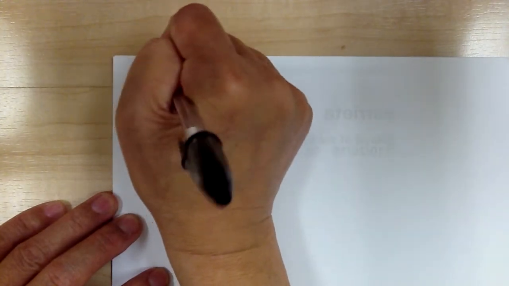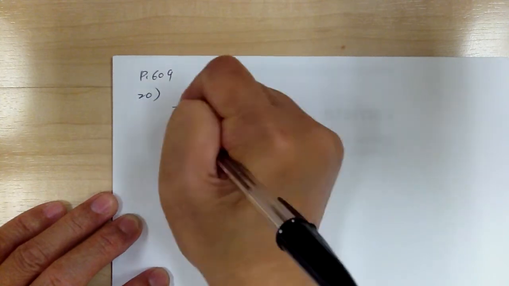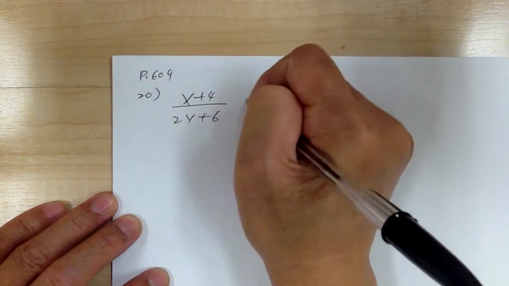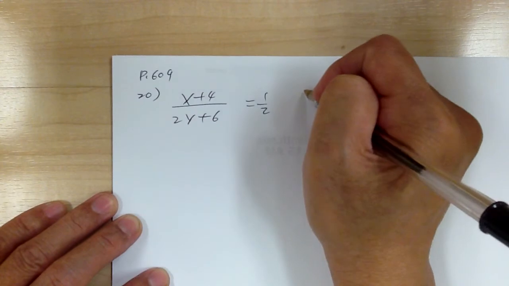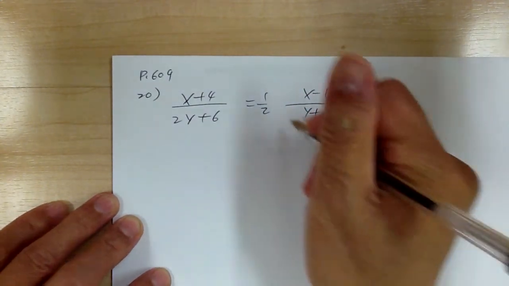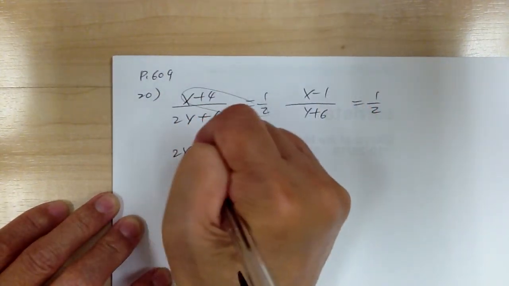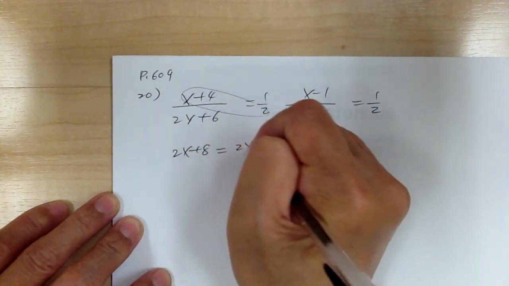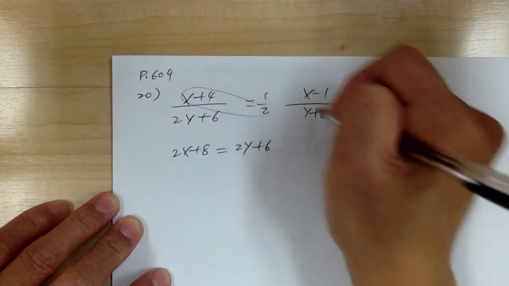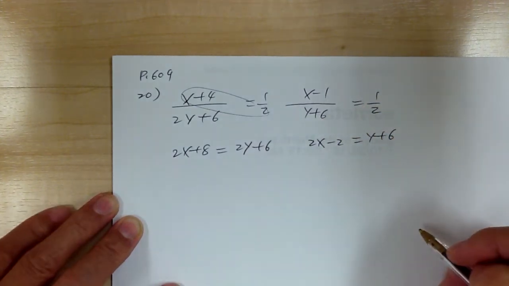Okay, let's do number 20. I have x plus 4 over 2y plus 6 equal to 1 over 2. And you have x minus 1 over y plus 6 equal to 1/2. So you can cross multiply. Okay, so cross multiply, I get 2x plus 8 equal to 2y plus 6. This one you cross multiply, I get 2x minus 2 equal to y plus 6.